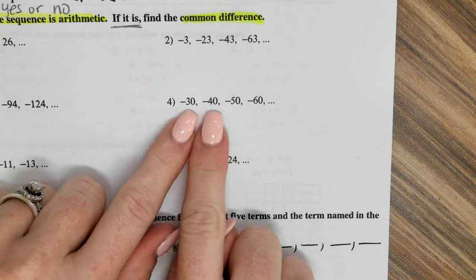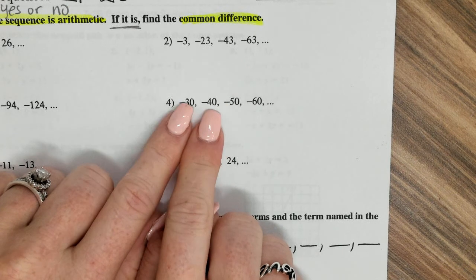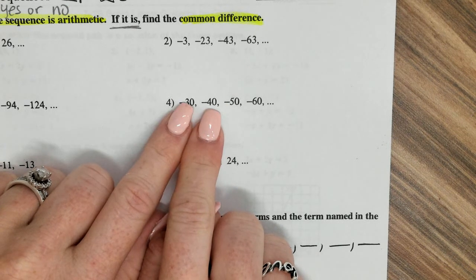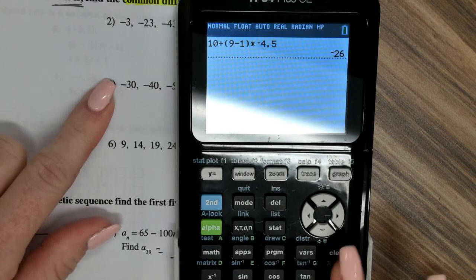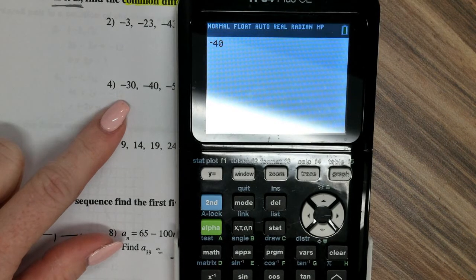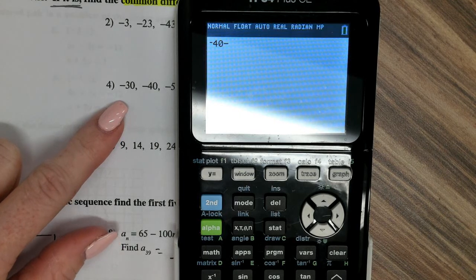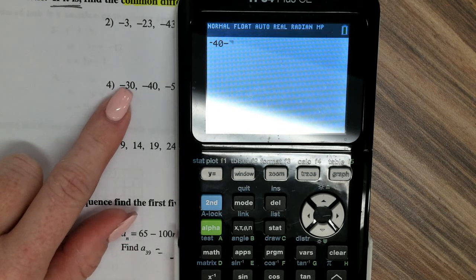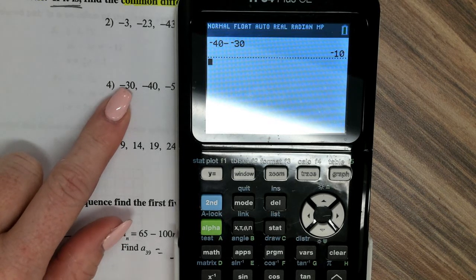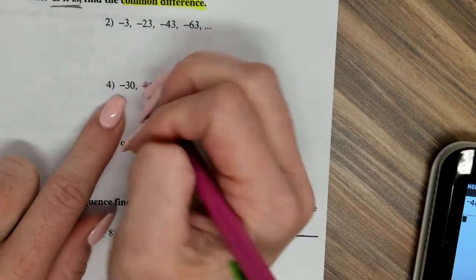To find the common difference, what do you do? Subtract the right number from the left number. So I would go to my calculator and I would do negative 40 minus negative 30, not minus 30. And my common difference is negative 10.